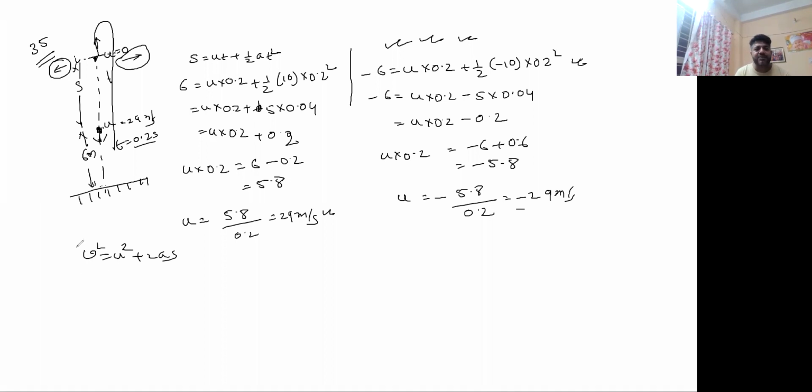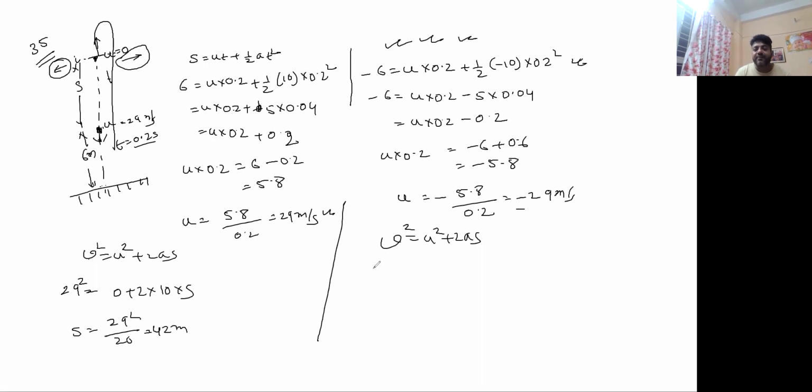Now look here, I will not have any problem in all this, why? Because I have done it many times. Now look, final velocity I know 29 square, initial velocity 0, 2 into 10 into s is 29 square by 20, that is approximately 42 meters. If I want to do it from here also, v square equals u square plus 2as, my final velocity is minus 29, square of 29, write minus, no difference. Initially 0, to minus 10 into s.